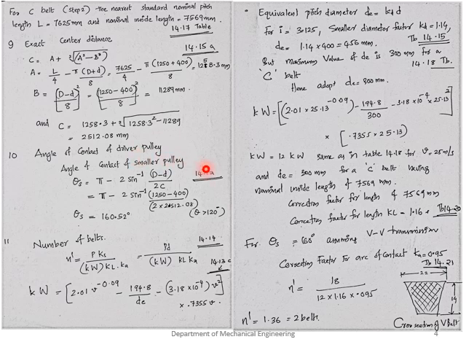Then find the value of angle of contact of driver pulley. Angle of contact of driver pulley equation is theta is equal to 14.1a. Substitute that value where d, small d, c, everything is known. Substitute that value, you will find the value of theta s.